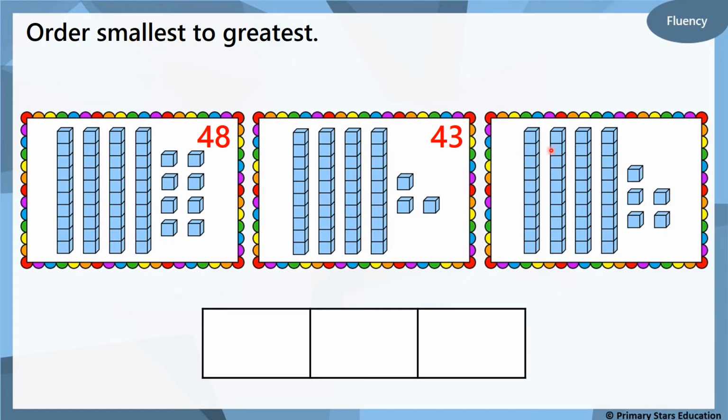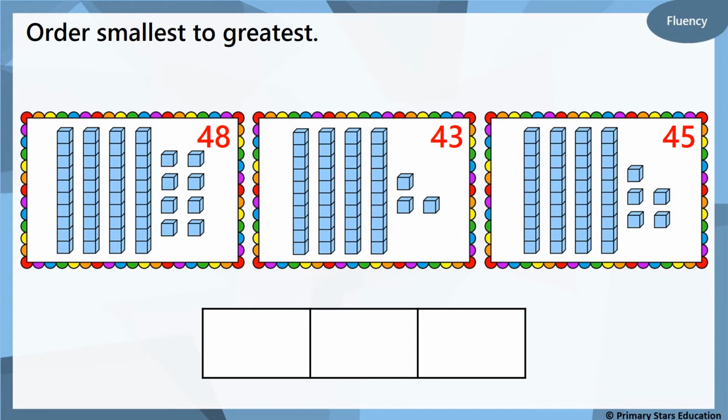Okay, let's count the next one. Counting tens first. 10, 20, 30, 40. So we've got 4 groups of 10, which is 40. Now let's see how many ones we have. 1, 2, 3, 4, 5. So how many do we have altogether? 4 tens and 5 ones makes the number 45. Amazing.